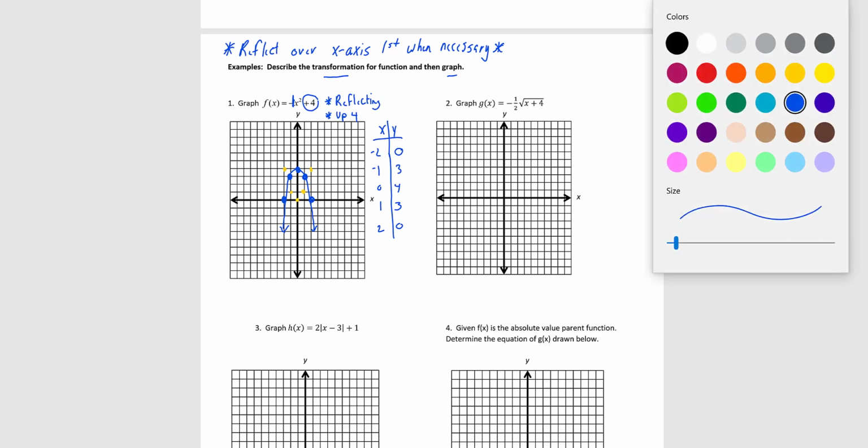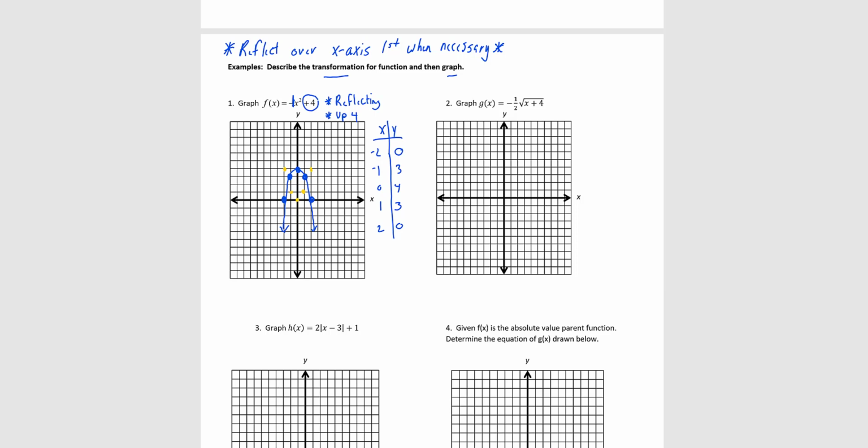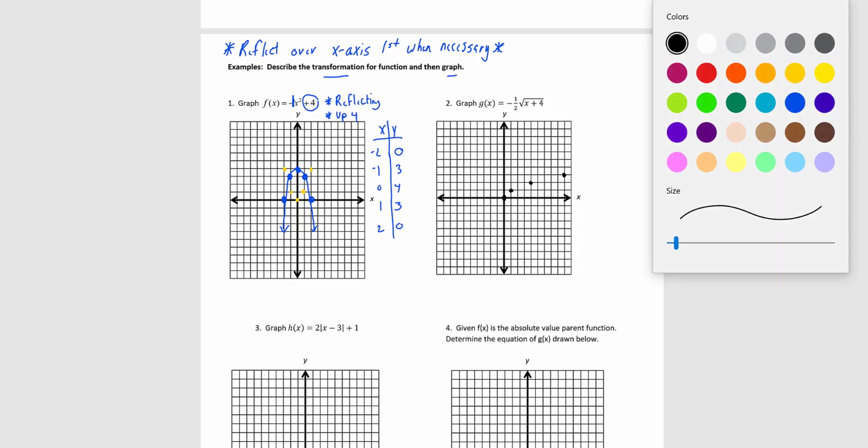All right, so for the rest of these, I'm going to start by graphing the parent. So number 2, the parent function is a square root function. So I'm going to graph the points 0, 0, because the square root of 0 is 0. The square root of 1 is 1. The square root of 4 is 2. And the square root of 9 is 3. So there's the parent function points.